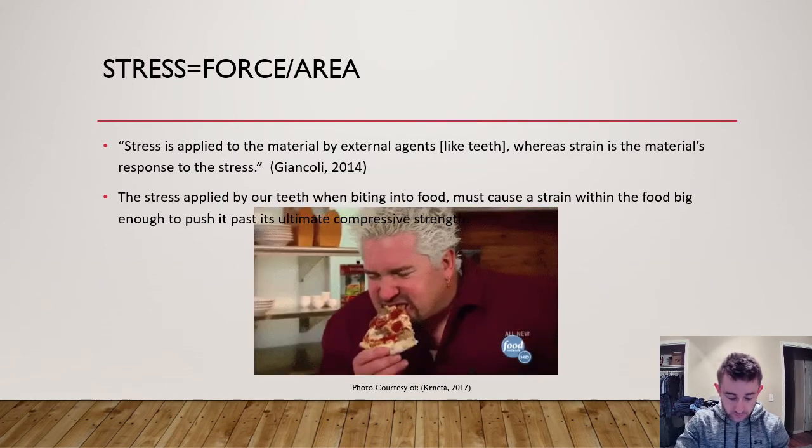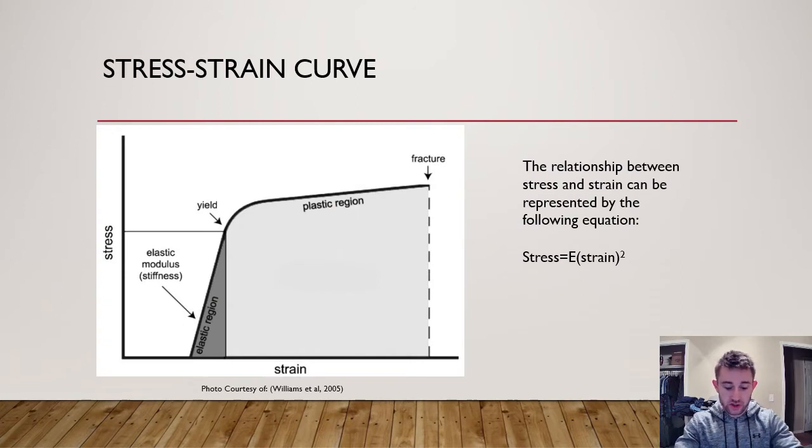The stress applied by our teeth when biting into food must cause a strain within the food big enough to push it past its ultimate compressive strength. And its ultimate compressive strength is when that food starts to fracture. It's not when it totally fractures, but once the food is strained past its ultimate compressive strength, then it is starting to fracture.